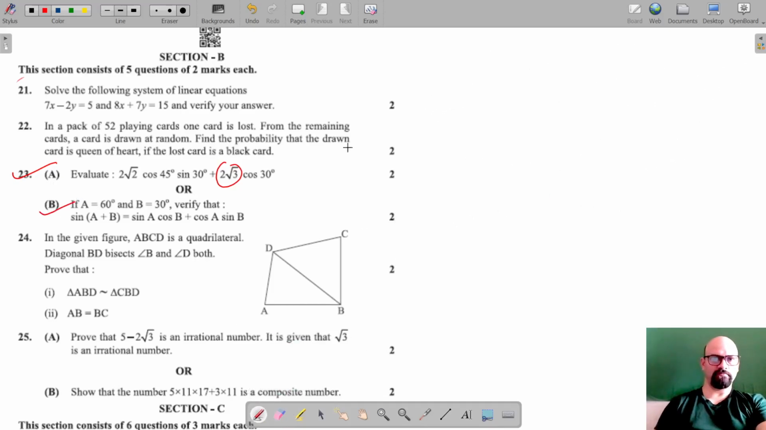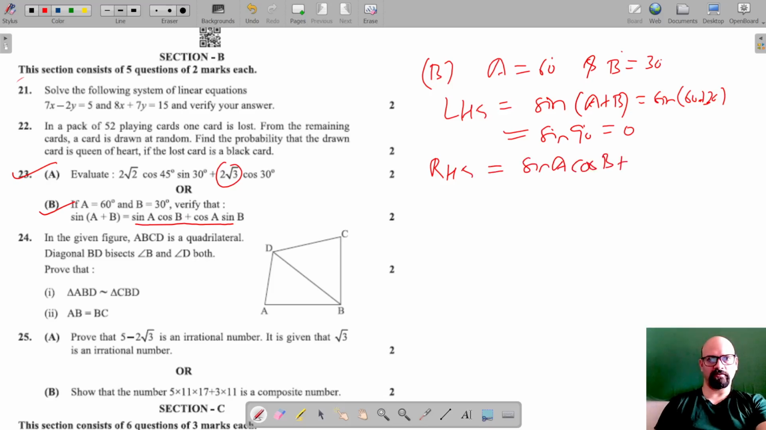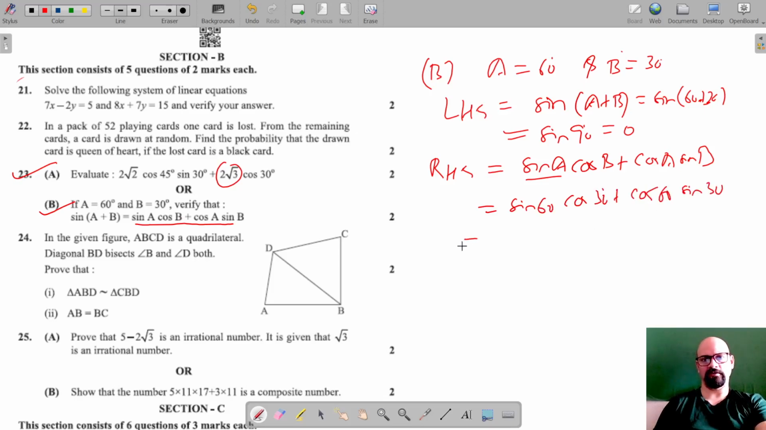And moving on to part B of the same question, we have to verify LHS is equal to RHS, where angle A and angle B are given. So let's consider LHS, which is sine of A plus B. So sine of A plus B is 60 plus 30, which is sine 90, and sine 90 is 0. Now let's consider RHS. So RHS is sine A cos B plus cos A sine B. Sine A is sine 60, cos B is cos 30, cos A is cos 60 and sine B is sine 30. Let's put in their values.